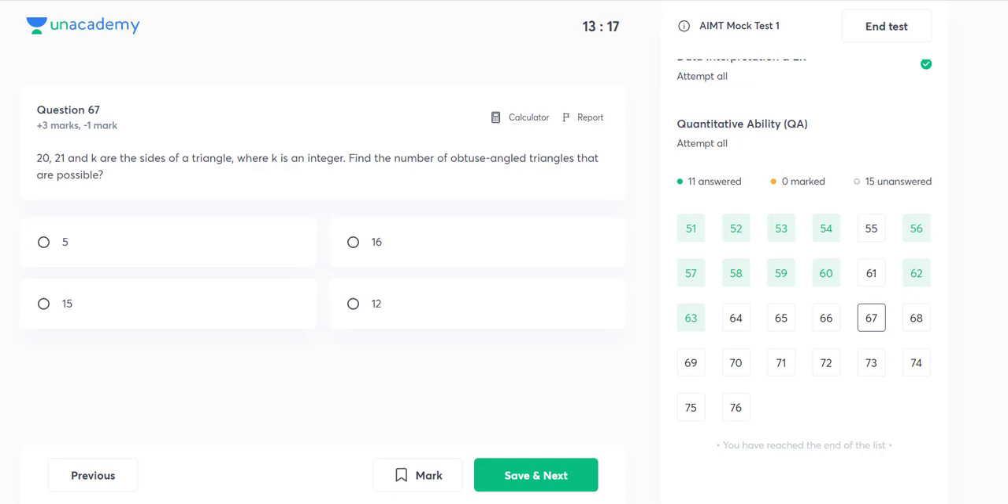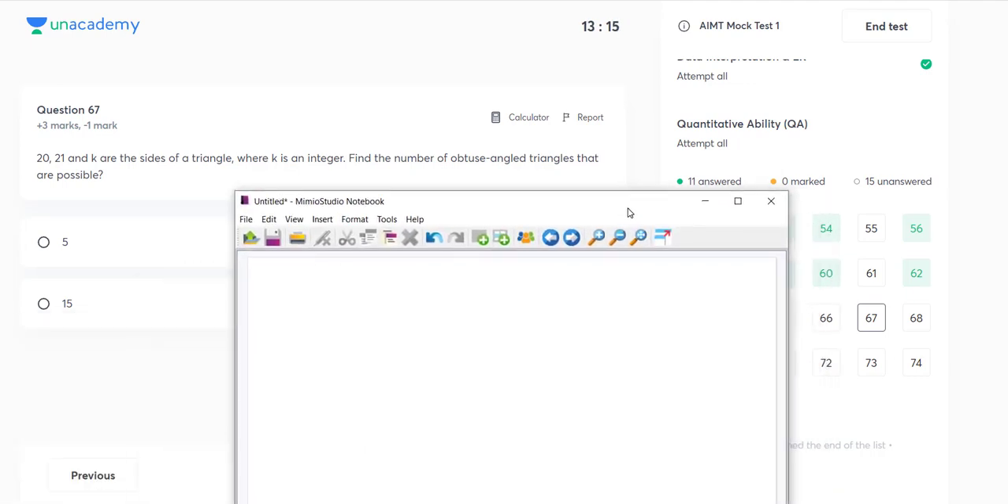Okay, let's do this. So over here the sides are 20, 21 and K. The range of K is from 2 to 40. Now we want an obtuse triangle. So there are 2 cases. The first case is the largest side is 21, and the second case is the largest side is K.